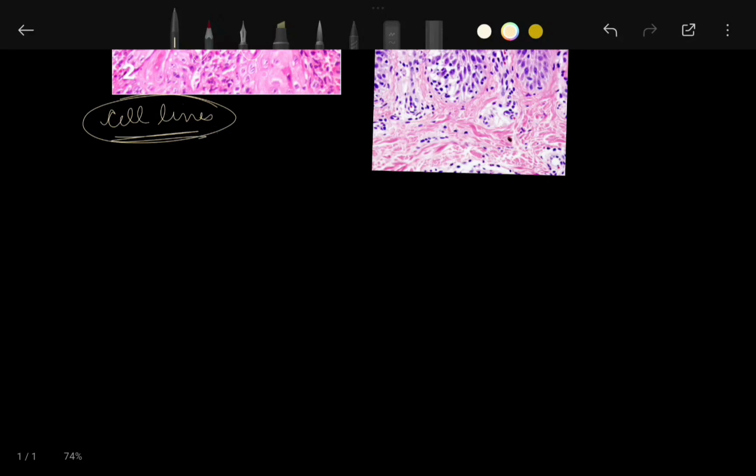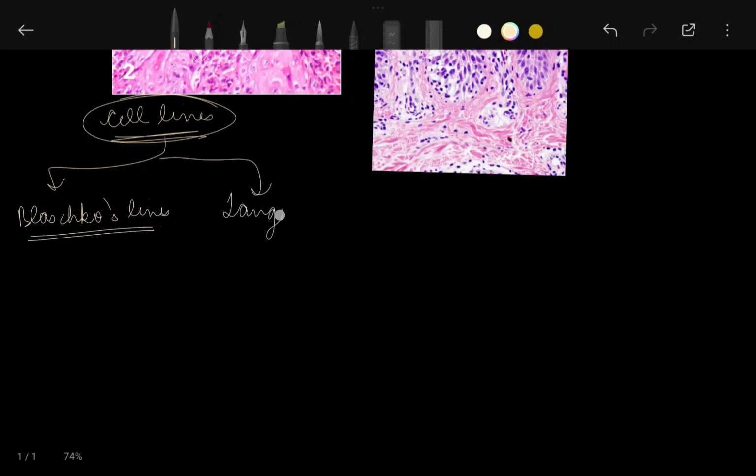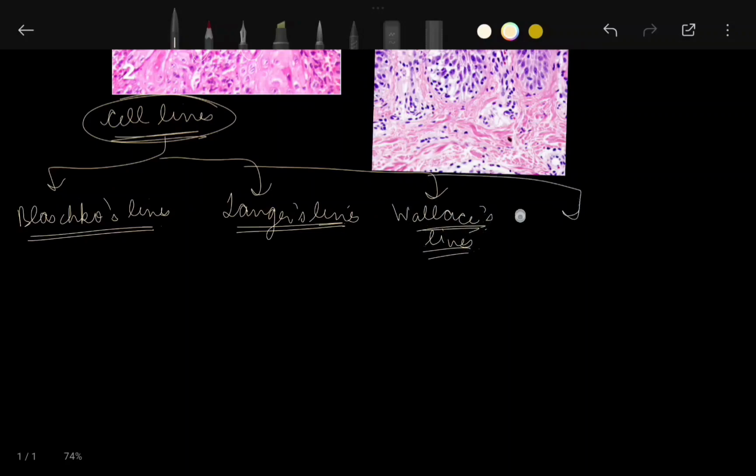In cell lines, we will cover different types of cell lines. First of all, we have Blaschko's lines. Then we have Langer's lines, then Voigt's lines, and then at last Kraissl's lines.